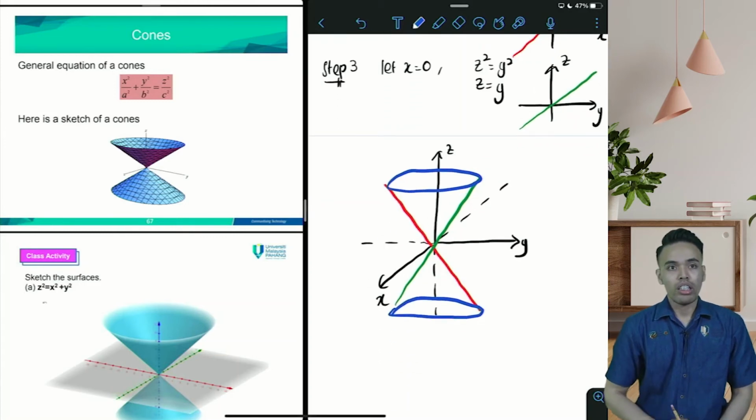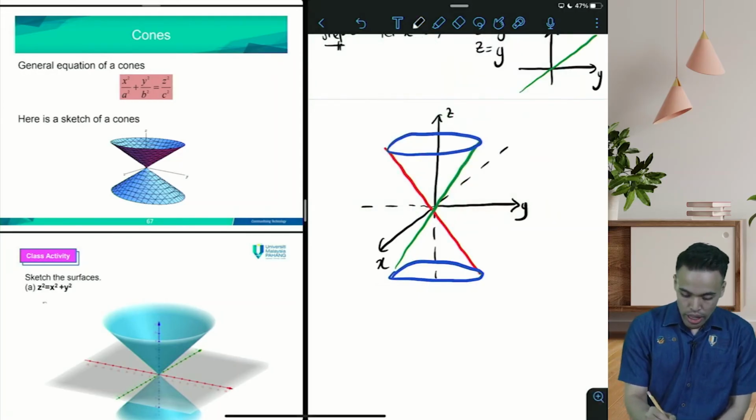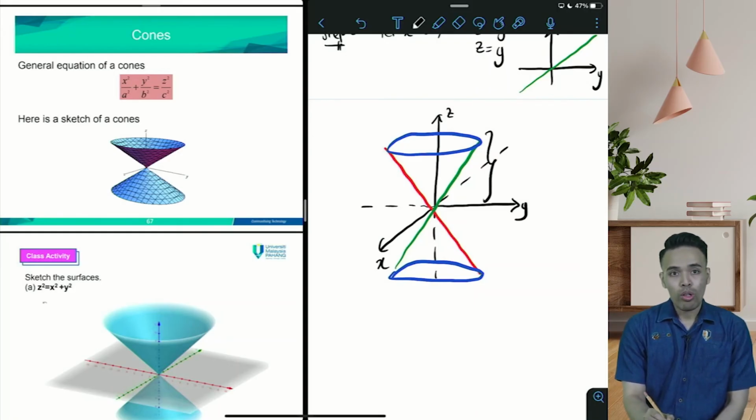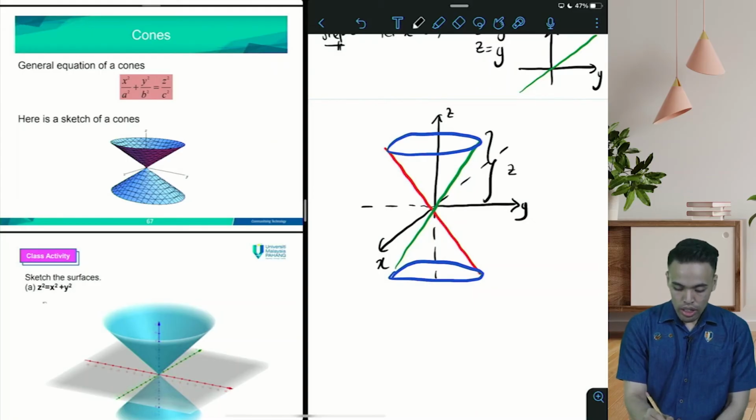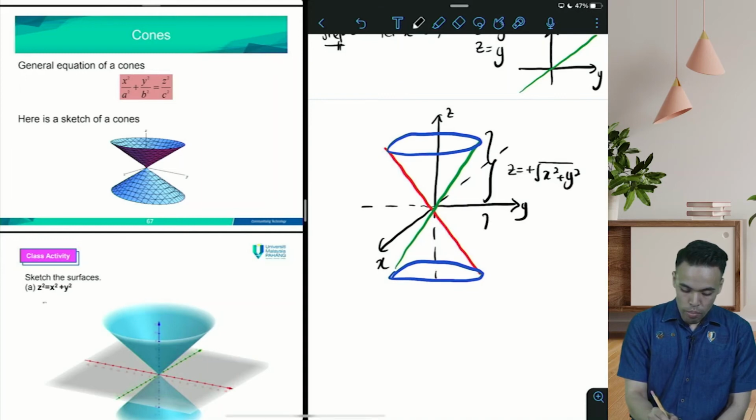Okay, you will get these double cones, and these double cones lie along the z-axis. The reason being z is the subject of your equation. So you can see that the upper part of your cone is represented by this expression, z is equal to positive square root of x squared plus y squared.